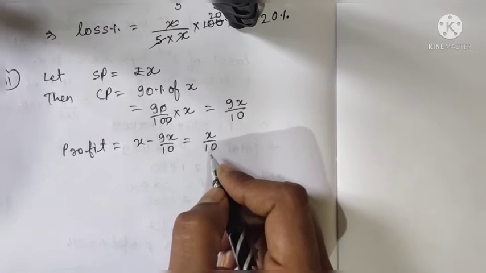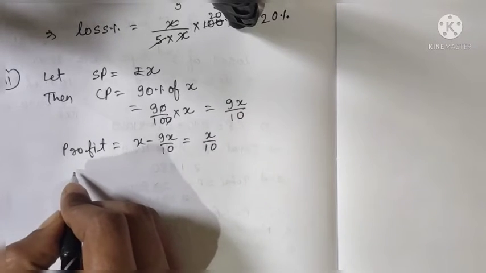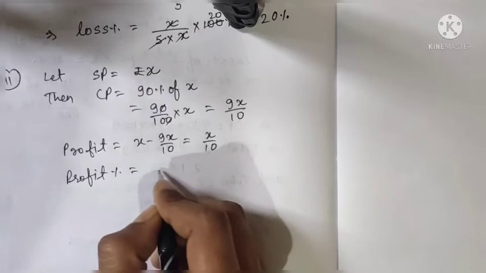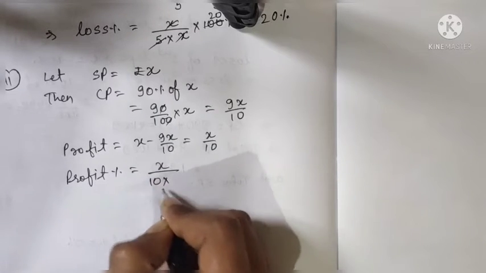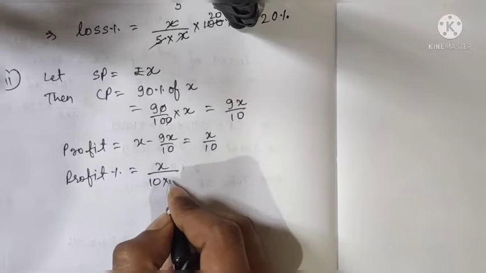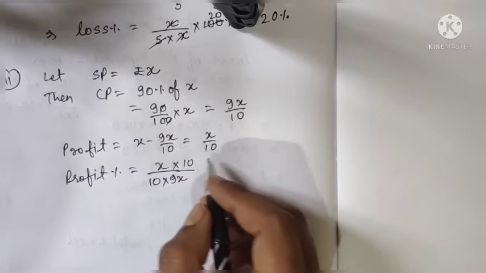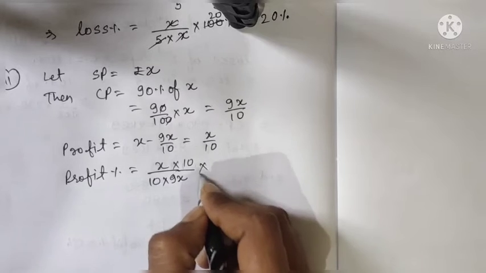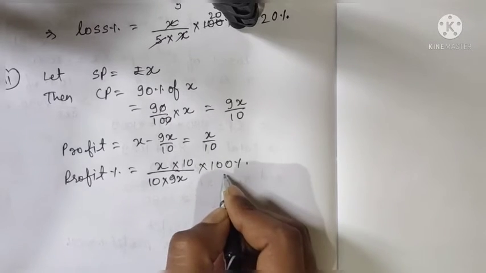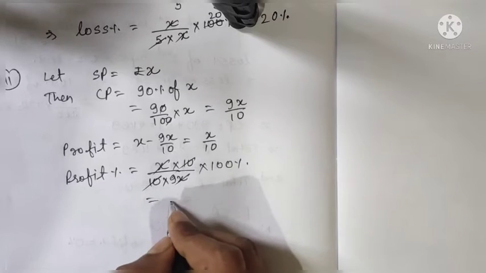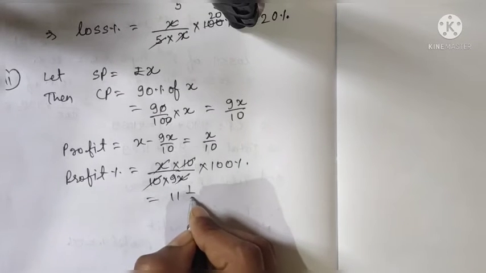So here profit is X by 10, we have to find the profit percent, and as we know, profit percent is equal to profit, that is X by 10, divided by CP, which is 9X by 10. So here it is 9X, and we can take 10 in the numerator, into 100%. 10 and 10 cancel, X and X cancel. Now divide 100 by 9, it will be 11 1 by 9%.